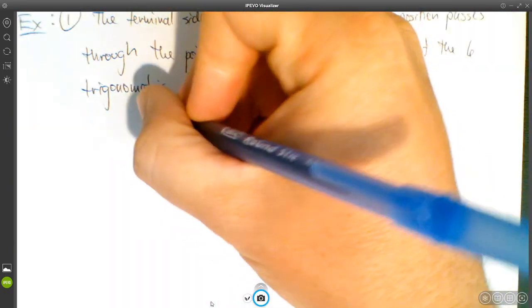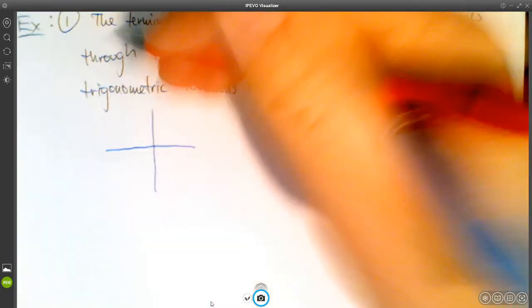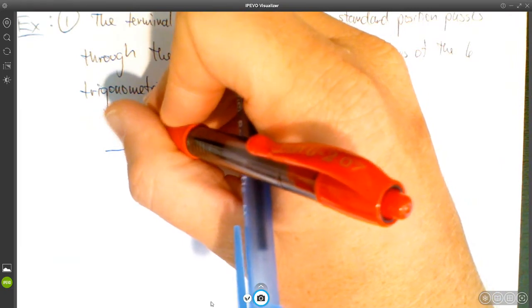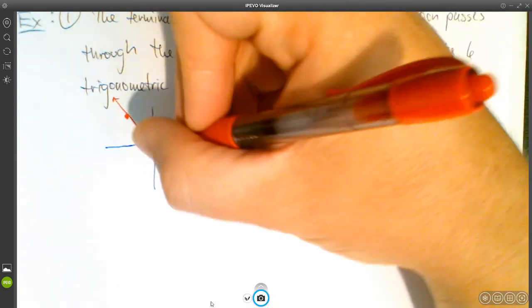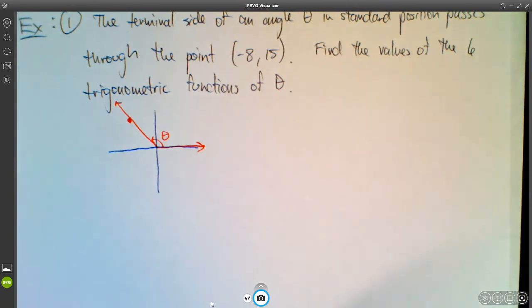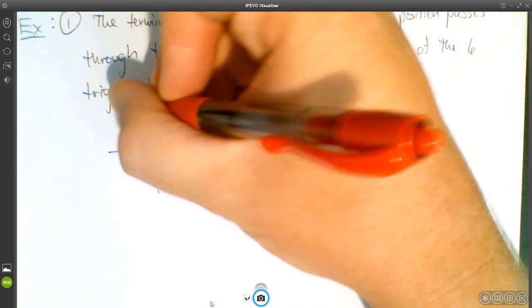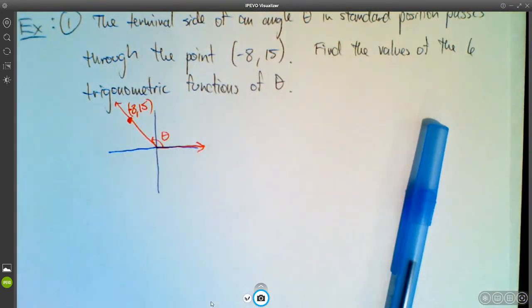Okay, well, first of all, I'm going to draw a picture. You don't necessarily have to draw a picture, but we know that theta is in standard position and (-8, 15) is on its terminal side. So (-8, 15) might be something like that, right? So this angle looks like that, right? So that's theta. Okay, and we're interested in the 6 trig functions of theta. Maybe I should label this (-8, 15). Okay, so that's the point (-8, 15).